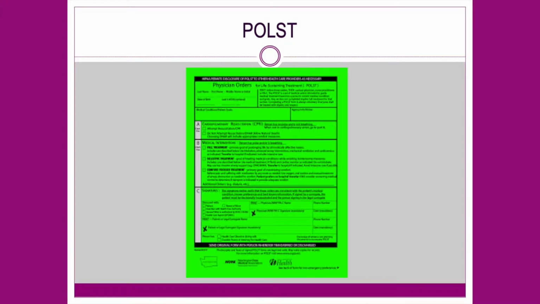And the final area, in the area of ethics, would be advanced directives. And POLST is an advanced directive, a model of an advanced directive form that is used defining physician options for life-saving treatment. And is that a program you use here? I see a few nods.